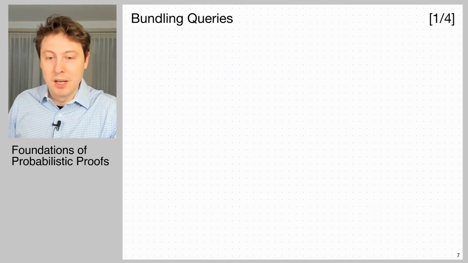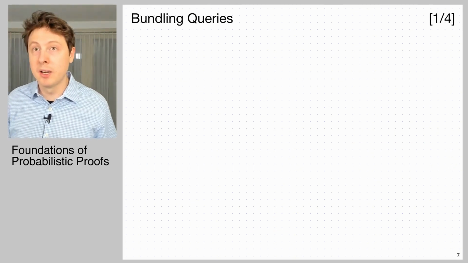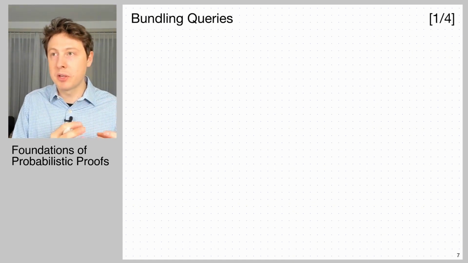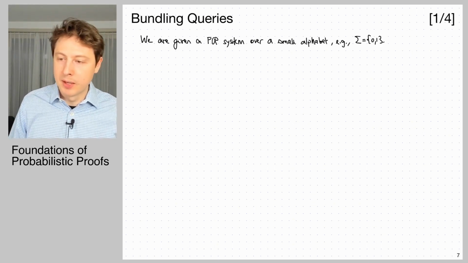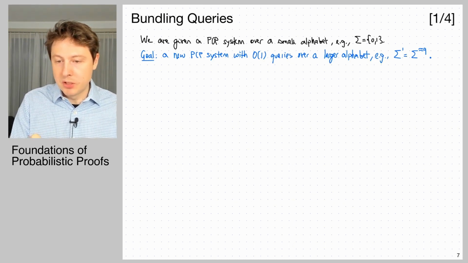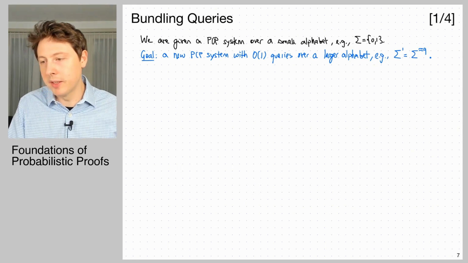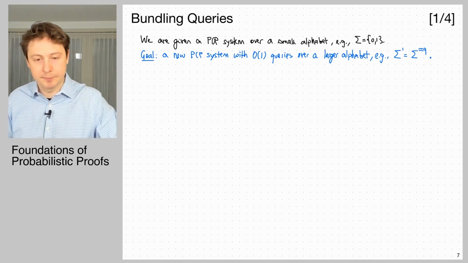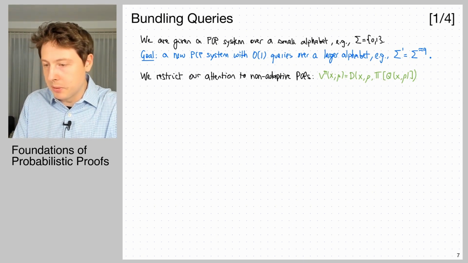Great. Bundling queries. Okay, so this is the first of the two steps. We just talked about the second one. Now we want to say, okay, we start with a binary alphabet and a super constant number of queries, and we bundle up the queries into larger symbols, so we have a large alphabet and a constant number of queries. Right, this is just what I said. And intuitively, we're going to construct a new alphabet that is of the order of the original alphabet to the Q. We're going to have some small loss there, but that's okay. And again, we're going to restrict our attention to non-adaptive PCPs.